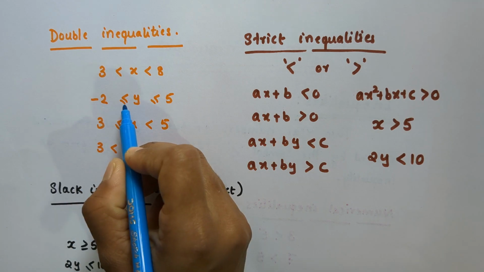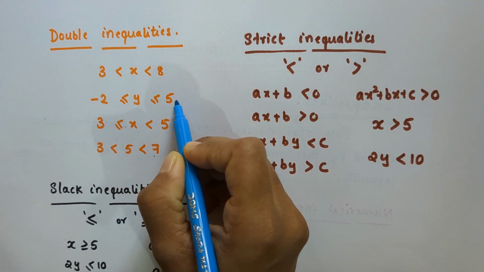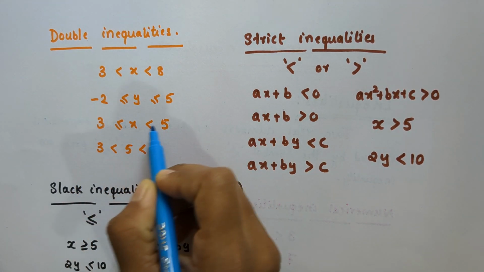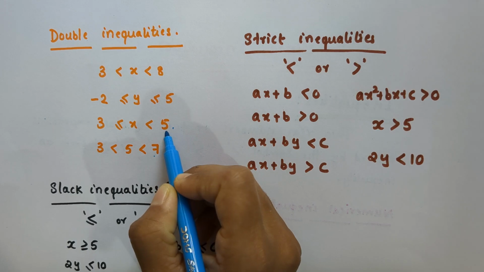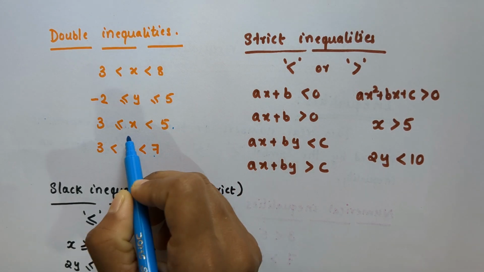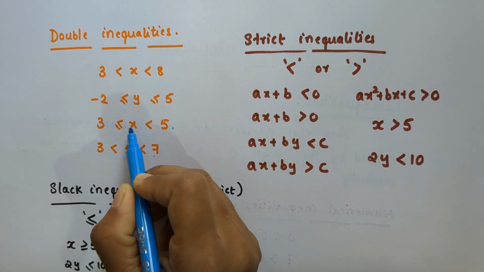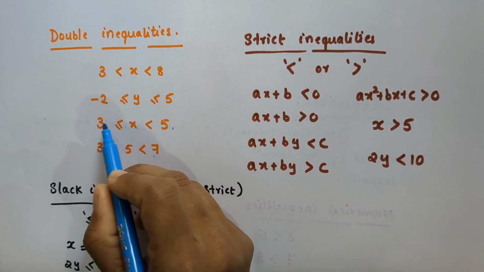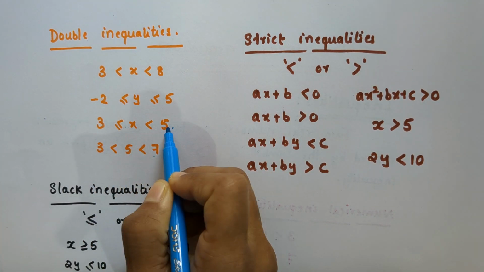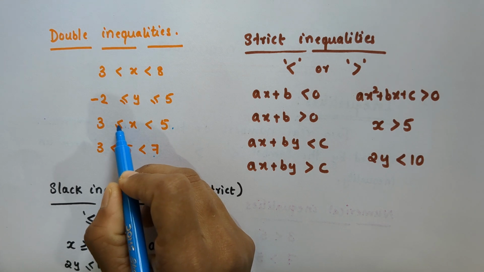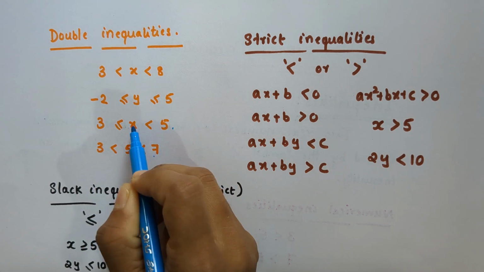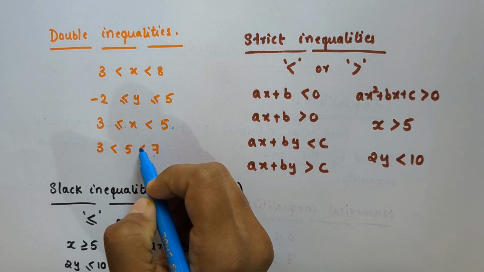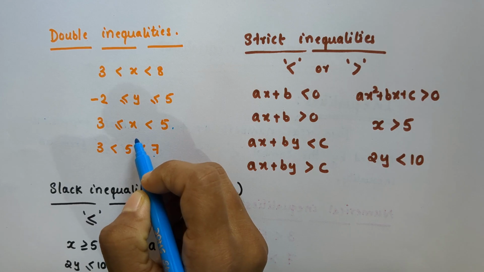Similarly, minus 2 less than or equal to y less than or equal to 5, and 3 less than or equal to x less than 5. All these are examples of double inequality, because the quantity x lies between two values 3 and 5. That is, 3 less than or equal to x less than 5 means x is greater than or equal to 3 and less than 5. So these are examples of double inequalities.